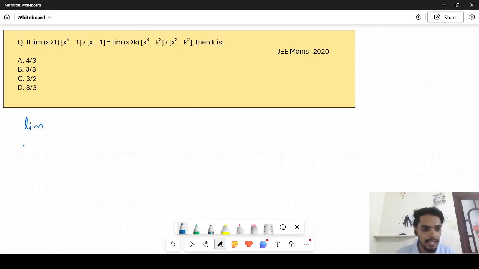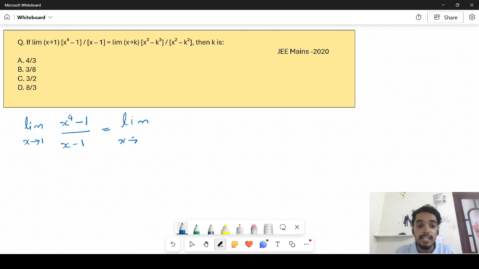Okay, limit x tending to 1, (x⁴ − 1)/(x − 1) is equal to limit x tending to k, (x³ − k³)/(x² − k²). Then find the value of k.